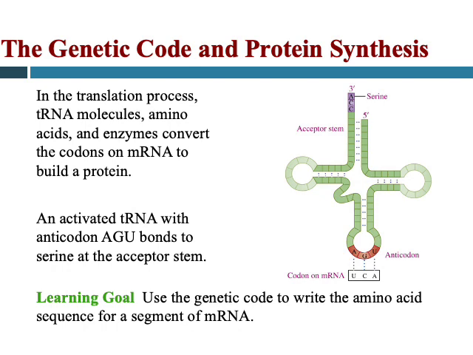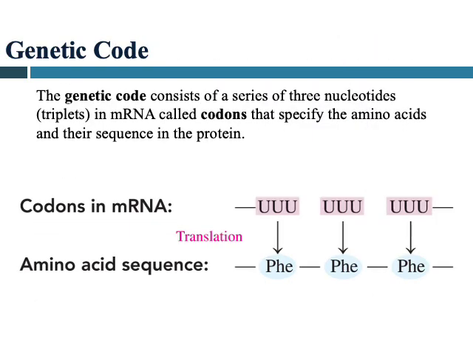Now we're going to talk about the genetic code, and we'll see what the genetic code is and how it helps in the protein synthesis mechanism. What is genetic code? Genetic code consists of a series of 3 nucleotides or 3 bases, in an mRNA molecule, called codons, that specify the amino acid and the sequence in the protein.